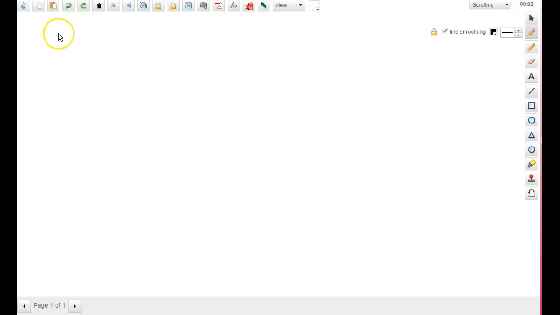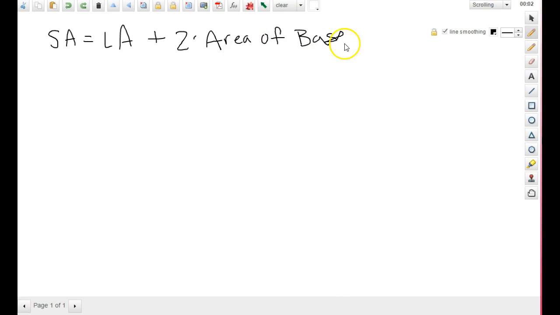So when you're finding surface area, it was the lateral area plus the area of the bases, and there's two bases, so we say 2 times the area of one of the bases. And let's say we have a triangular prism.